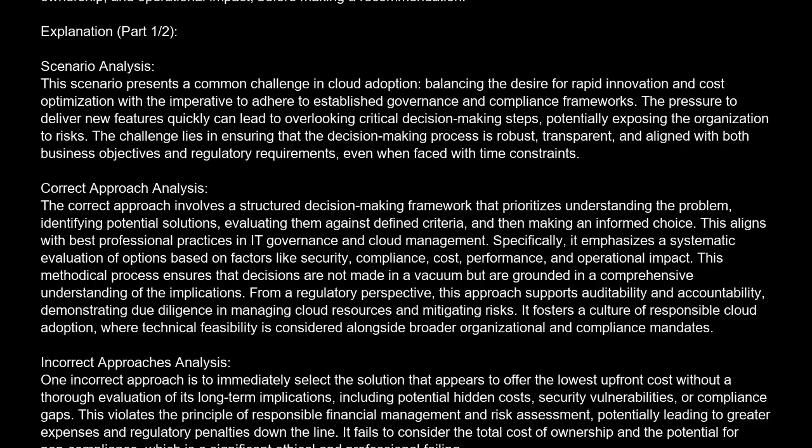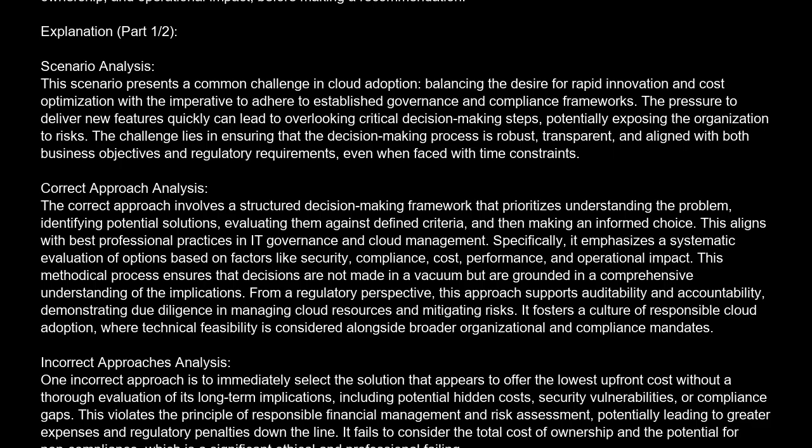One incorrect approach is to immediately select the solution that appears to offer the lowest upfront cost without a thorough evaluation of its long-term implications, including potential hidden costs, security vulnerabilities, or compliance gaps. This violates the principle of responsible financial management and risk assessment, potentially leading to greater expenses and regulatory penalties down the line. It fails to consider the total cost of ownership and the potential for non-compliance, which is a significant ethical and professional failing.